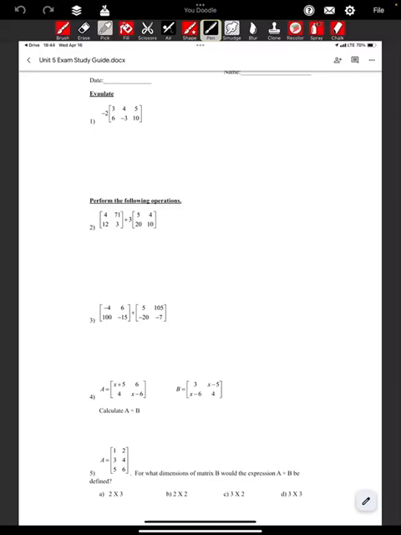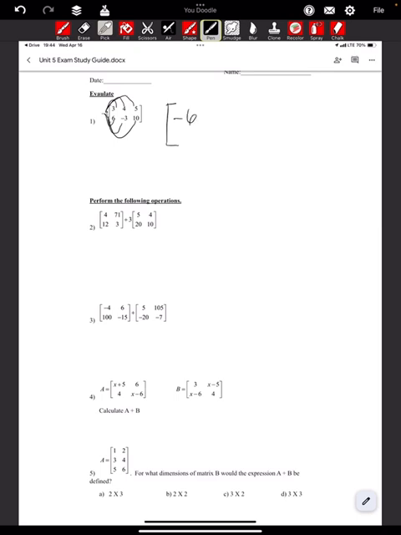It says evaluate. So anytime we have a number outside of our matrix, sorry, I had a little brain slip there. We're going to multiply everything in the matrix by that number. So we're going to multiply negative 2 by everything inside the matrix. So we should wind up with, in our new matrix, negative 6, because negative 2 times positive 3 is negative 6.